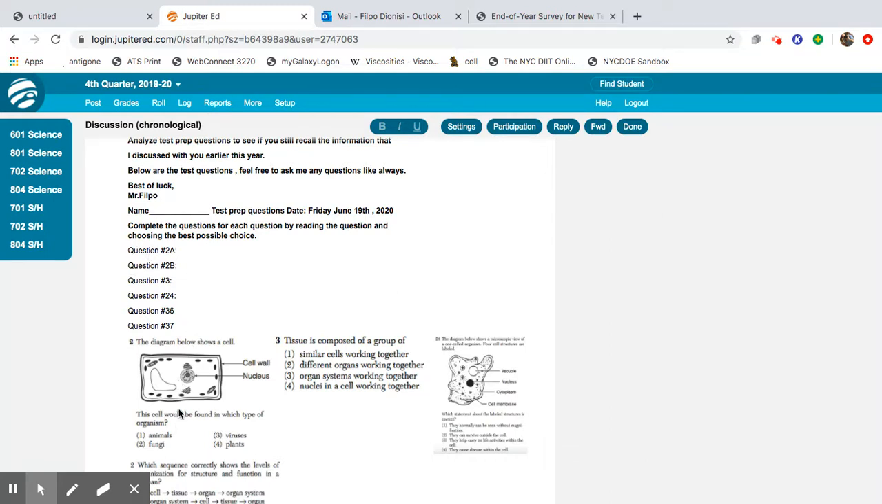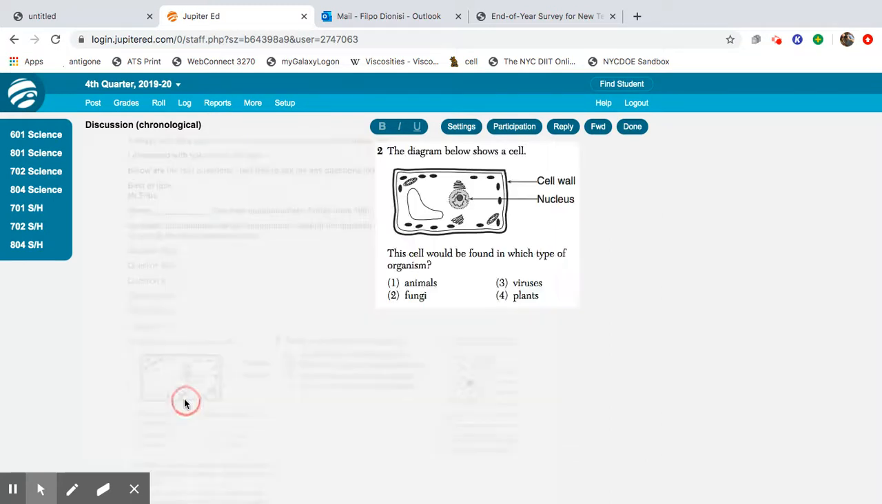So now let's start with question number 2. I'm just going to go over it real quickly. The diagram below shows a cell. We have the cell wall, and it tells us we have the nucleus. This cell would be found in which type of organism? 1. Animals. 2. Fungi. 3. Viruses. 4. Plants. So we have a cell wall and we have a nucleus. This is the only hint they give us that tells us which type of cell this is. There's only one thing you really need to know, and you can get the answer very quickly.